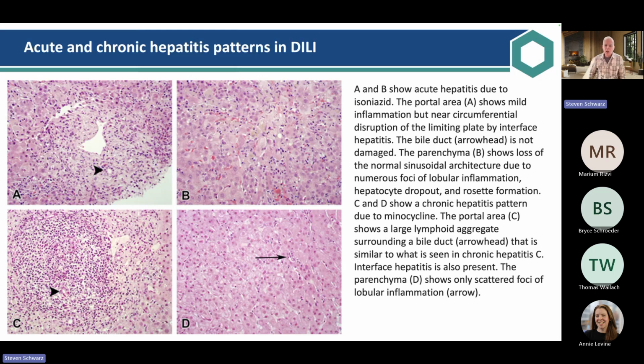As shown here, panels A and B show acute hepatitis secondary to isoniazid. Again, looking at a portal area here, we don't know where it begins and where it ends. The arrow points to a bile duct here, which is not damaged. This is sort of a bland hepatitis. And again, normally you should see, if this is the portal area, a marked demarcation between the portal area and the parenchyma. You don't see it. All right, this is crossing the limiting plate.